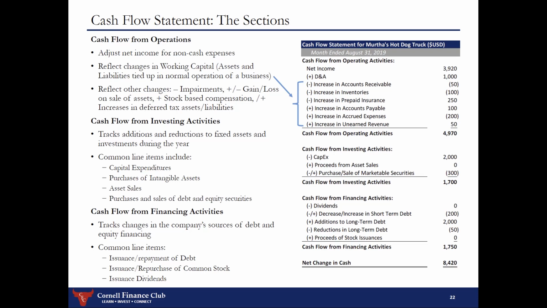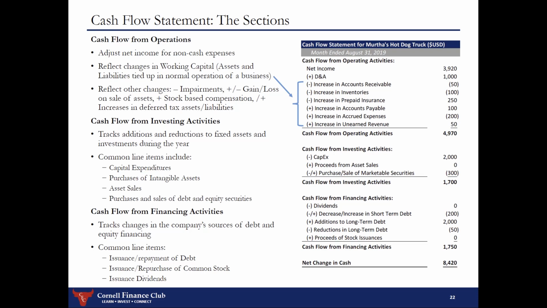Next week we're going to go over an exercise on accounting, and you can see the differences in how exactly this works. With the cash flow from operations, the goal is to adjust net income for non-cash expenses, and basically you need to reflect the changes in working capital, or operating assets and liabilities. This just means assets and liabilities tied up in the normal operations of business. Accounts receivable is an operating asset because, let's say someone buys something from you, you need somewhere to store the revenue until you get paid in cash.